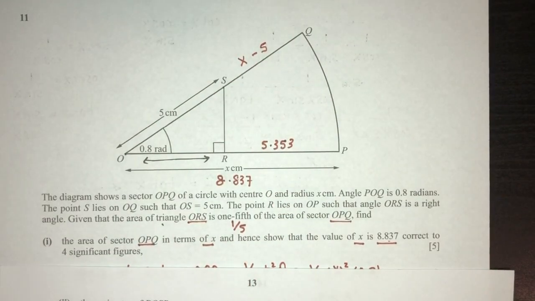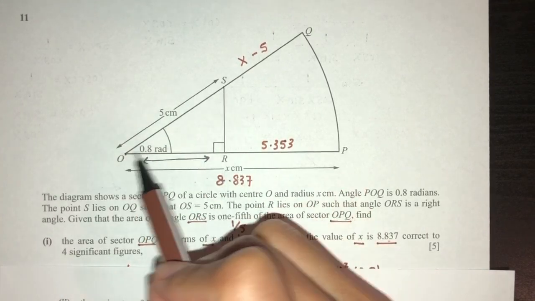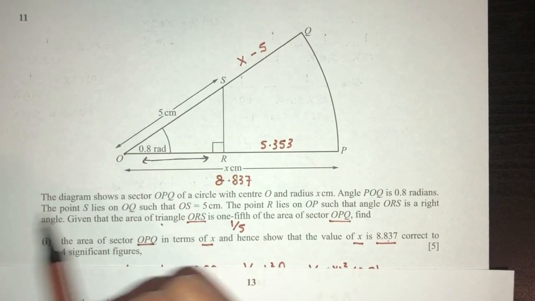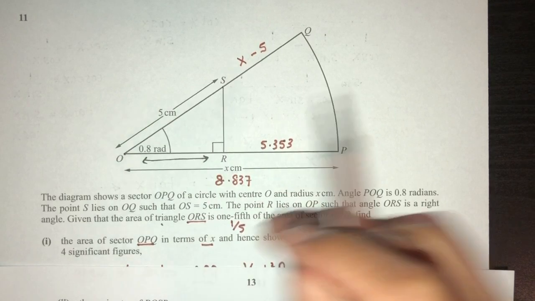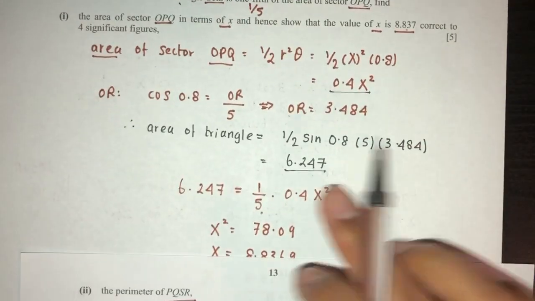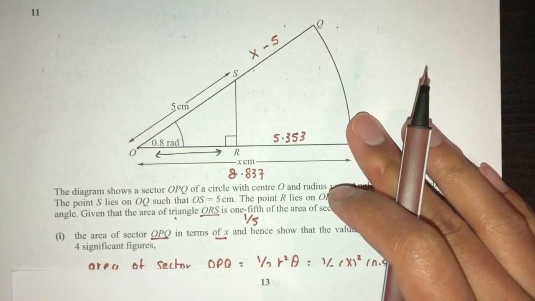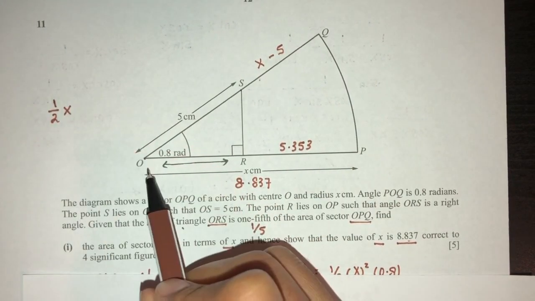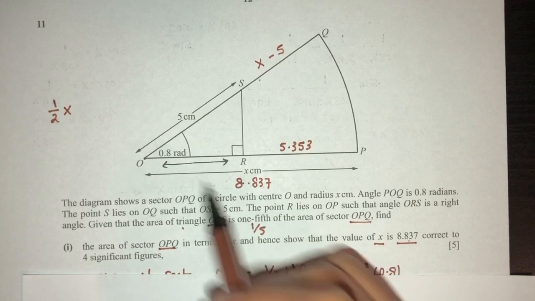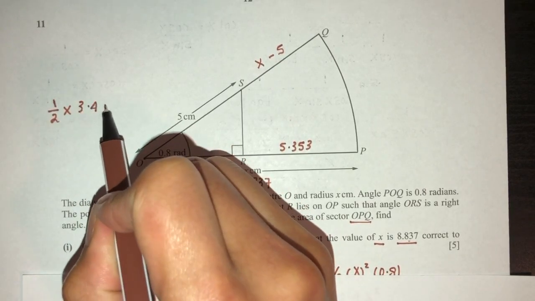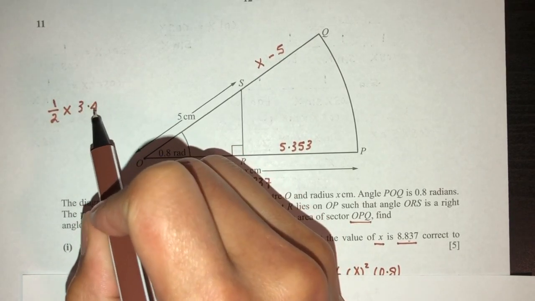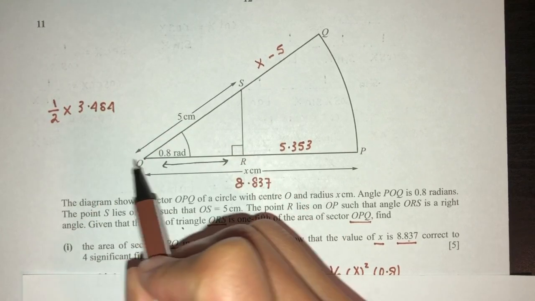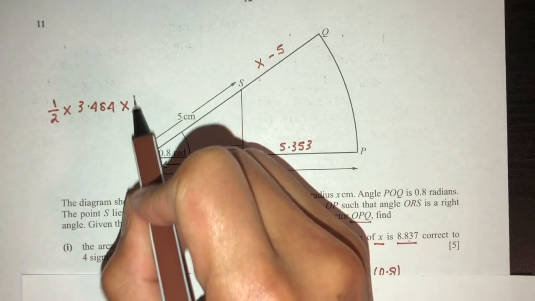This side is pretty easy. We can use our triangle to find this side. So since we know the area of this triangle is 6.24. How do you find area of triangle? You know that it is half times base, which is this one, OR was 3.484. That's the base, and the height we don't know, times height is supposed to give you the area of triangle, which is 6.247.